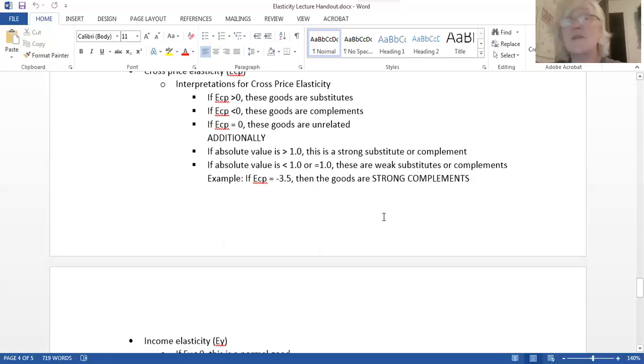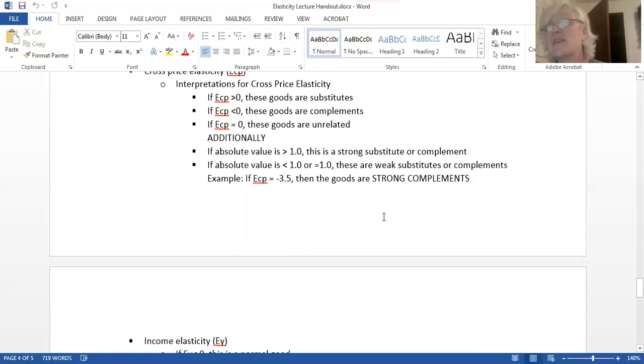Additionally, we can also look at the magnitude. How closely related are the goods? Are they strong substitutes or weak substitutes? Strong complements or weak complements? So we can add an extra adjective, okay? Adverb, because we're describing an adjective. Anyways, so we're no, because that's a noun. We're describing an adjective. Go back to my grammar. I'm not an English major, but we're adding the adjective strong or weak to the noun substitute or complement, okay?